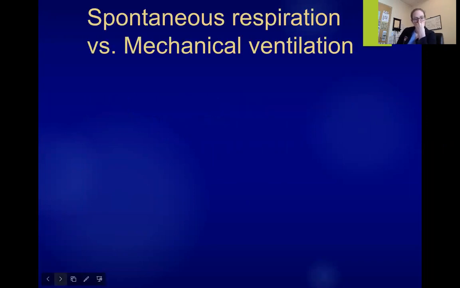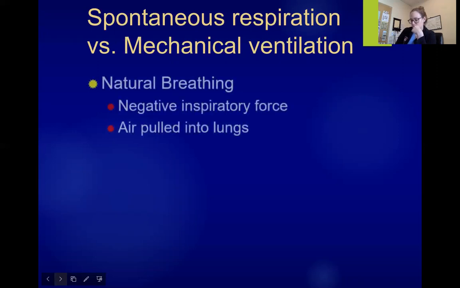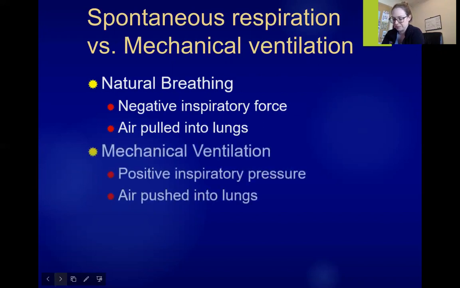So spontaneous versus mechanical ventilation. When we talk about this, we're talking about your natural breathing versus what's going on when you're on the ventilator. So during natural breathing, it's a negative inspiratory force. So air is being pulled into your lungs, as opposed to when you're on mechanical ventilation, which is a positive inspiratory pressure. So air is being pushed into the lungs.